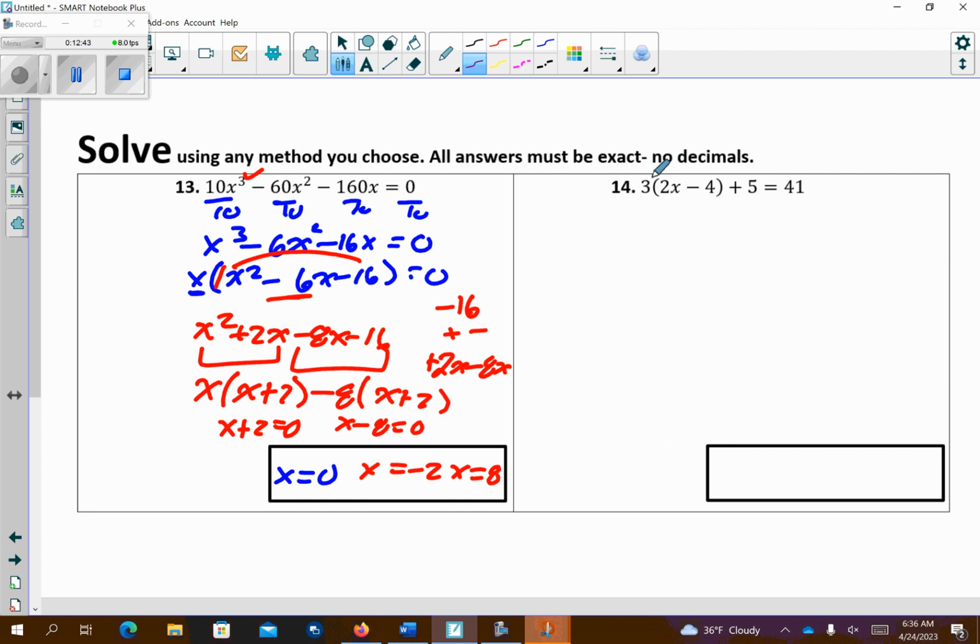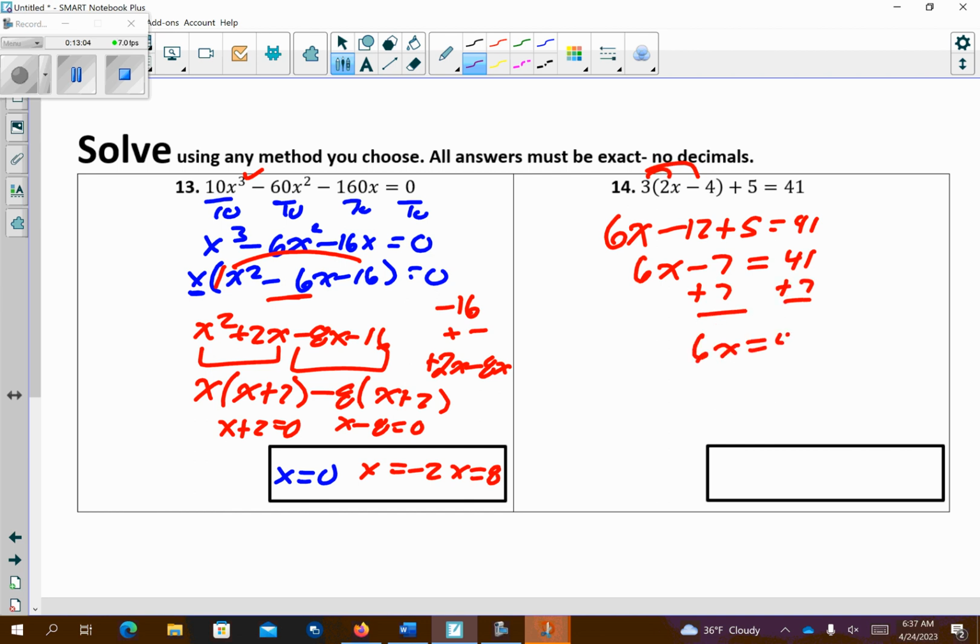Number 14, don't let this confuse you. It's a relatively simple linear question. So 3 times 2x is 6x. 3 times negative 4 is negative 12, plus 5 equals 41. So I get 6x minus 7 is equal to 41, because if I combine negative 12 and 5 together, add 7 to both sides. So I get 6x is equal to 48. Divide each side by 6. So x is equal to 8, because 48 over 6 is 8.